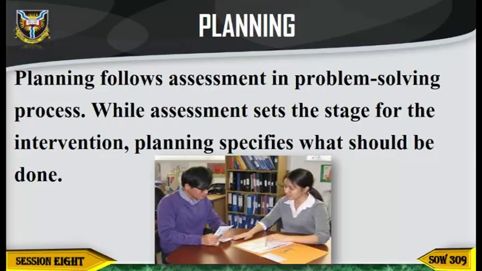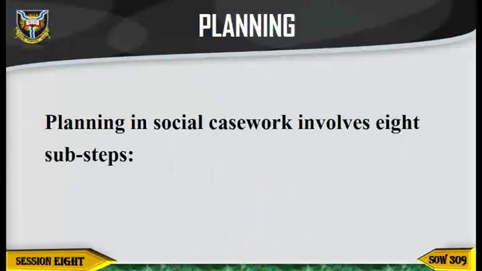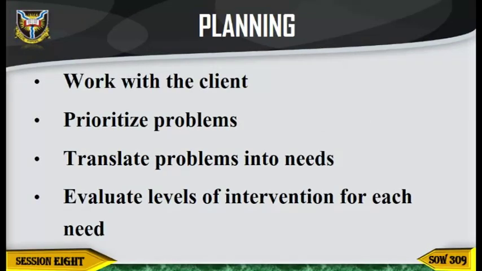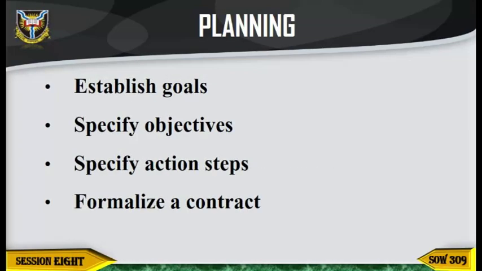3. Planning. Planning follows assessment in the problem-solving process. While assessment sets the stage for the intervention, planning specifies what should be done. Planning in social casework involves 8 sub-steps. A. Work with the client. B. Prioritize problems. C. Translate problems into needs. D. Evaluate levels of intervention for each need. E. Establish goals. F. Specify objectives. G. Specify action steps. H. Formalize a contract.